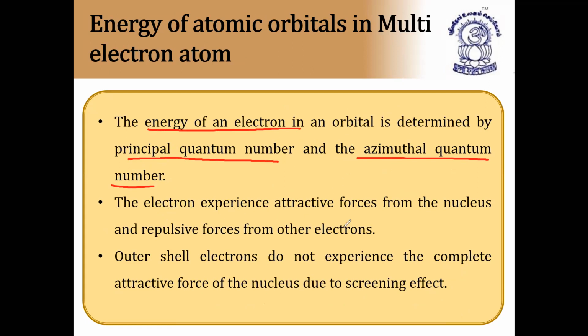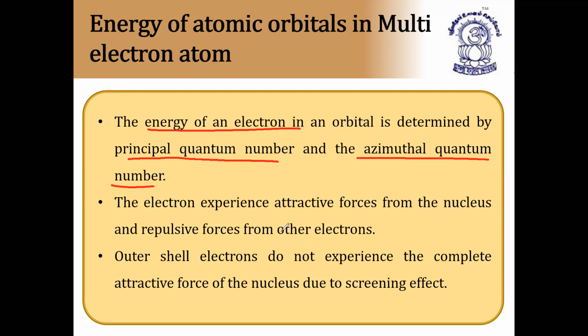The electron experiences attractive forces from the nucleus and repulsive forces from other electrons. As they have similar charge, they will repel each other. And these electrons are attracted towards the nucleus since the nucleus is positively charged. So the electrons experience attractive forces from the nucleus and repulsive forces from other electrons.